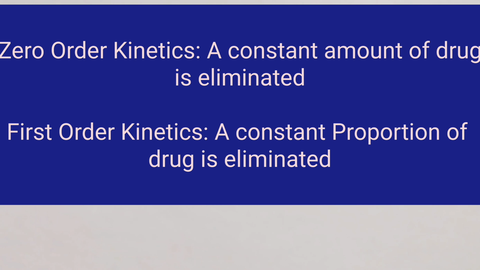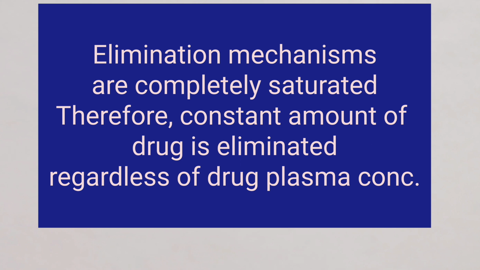Therefore, unlike first order kinetics where a constant proportion, that is a fraction of the drug, is eliminated in unit time, in zero order kinetics a constant amount of drug is eliminated in unit time. This is because the elimination systems and the enzymes are saturated and a constant amount is eliminated even if the plasma concentration rises. So regardless of the plasma concentration of the drug, the elimination rate remains constant.